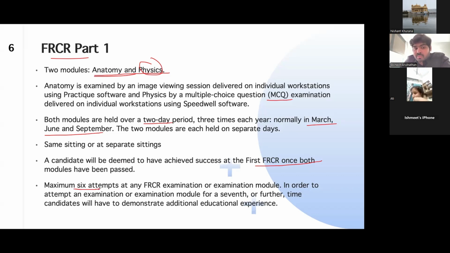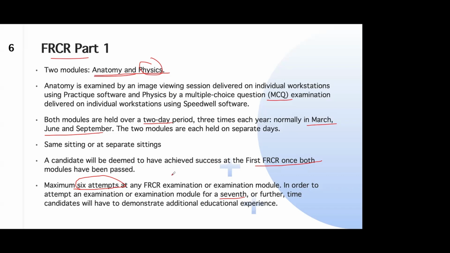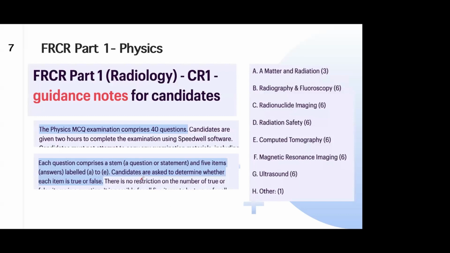You have a maximum of six attempts that are allowed, but beyond six attempts, you can still take a seventh attempt. For a seventh attempt, you'll have to give reasons: how have you improved yourself after six attempts, and what have you done to improve yourself? Once you prove that, you'll be allowed to sit a seventh attempt. But I haven't seen anyone going for six attempts for FRCR part one.